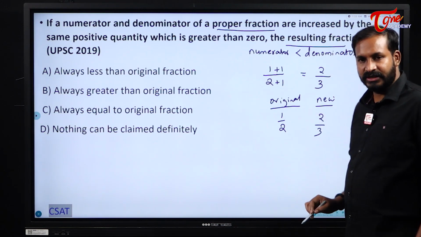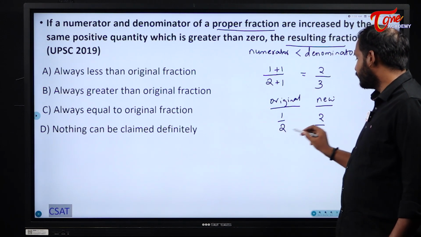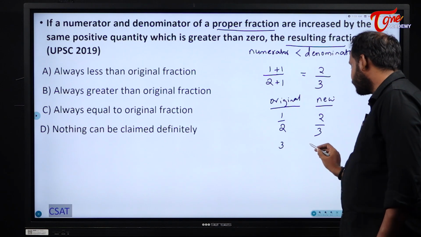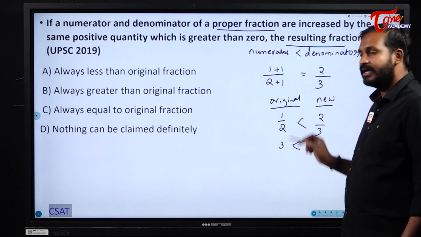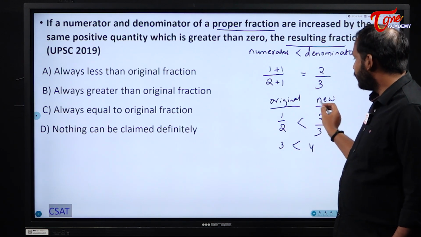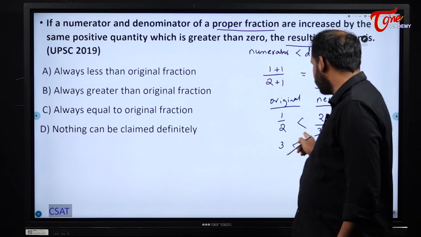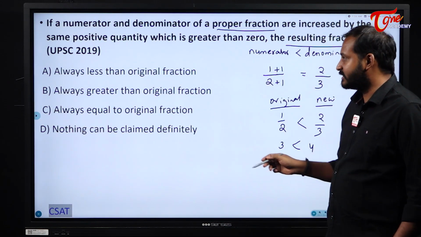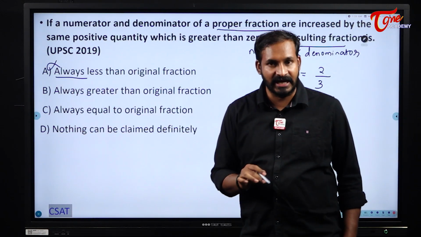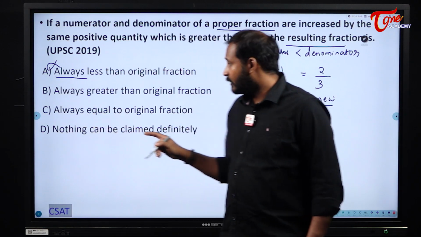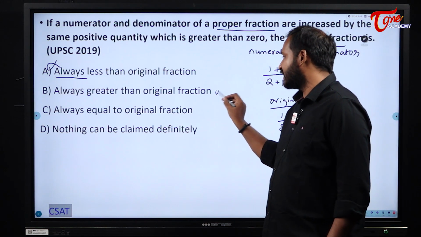Now compare these two things. Which one is greater? To compare these two, what I have told you just now, cross multiply. This will become 3, and when I cross multiply, this will become 4. So new number will be greater than original number. Now first see, always less than the original fraction? No. New number is greater than the original fraction. So here they use the word always, so I can cancel it for the time being. Always greater means I need to check for 2 to 3 more. We will put this one aside for the time being.